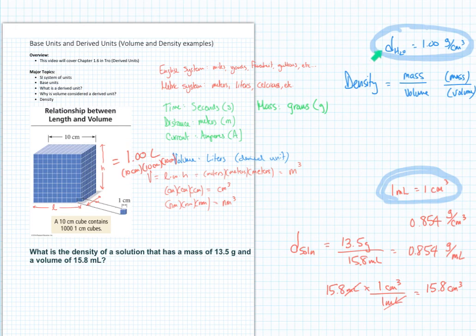You should know what the density of pure water is, about 1 gram per centimeter cubed. And you also should know the conversion between milliliters and centimeters cubed. They are both the same thing. 1 centimeter cubed is 1 milliliter. Okay, so that's our quick video on units.